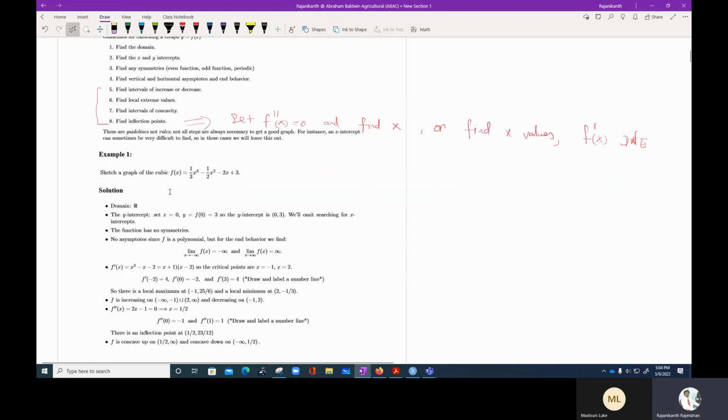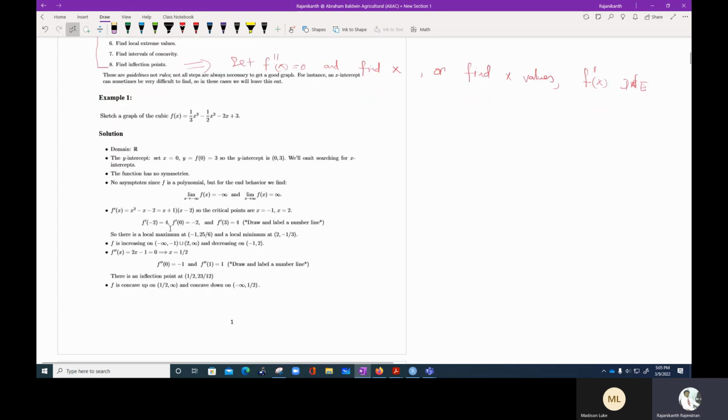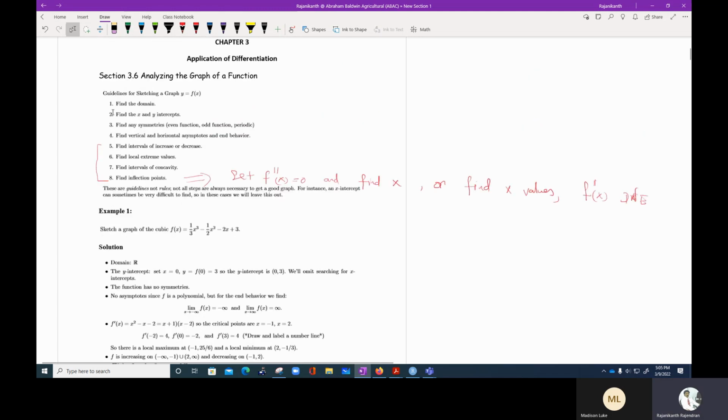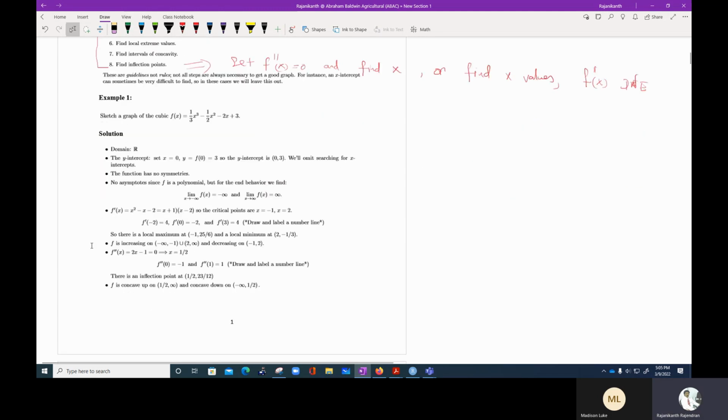Look at the first example. Sketch a graph of the cubic function f(x), which is given by 1/3 x cubed minus 1/2 x squared minus 2x plus 3. Like you did in college algebra, you could perform the first 4 steps easily.